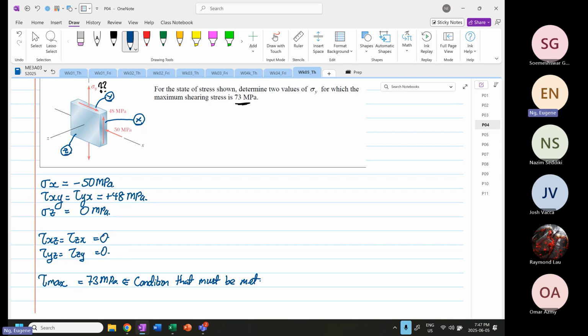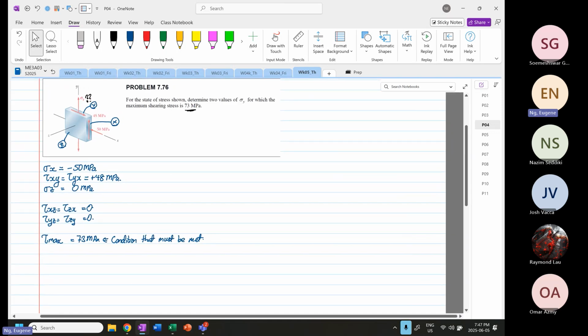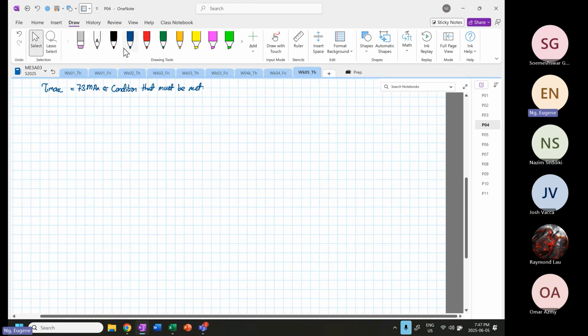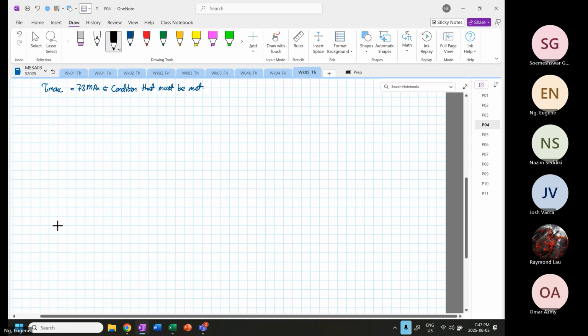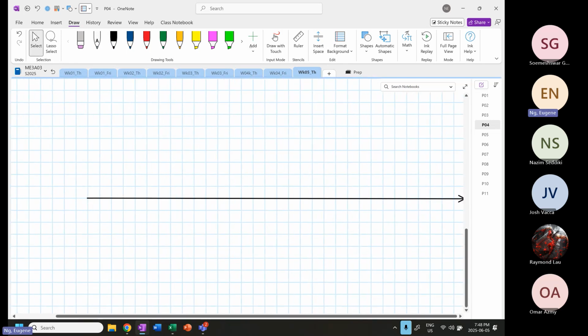So the next thing we do, we are going to draw a 3D Mohr circle now. We're going to sketch the 3D Mohr circle from here. So I'm going to have my... So this is our X. So we're going to start from minus 180.